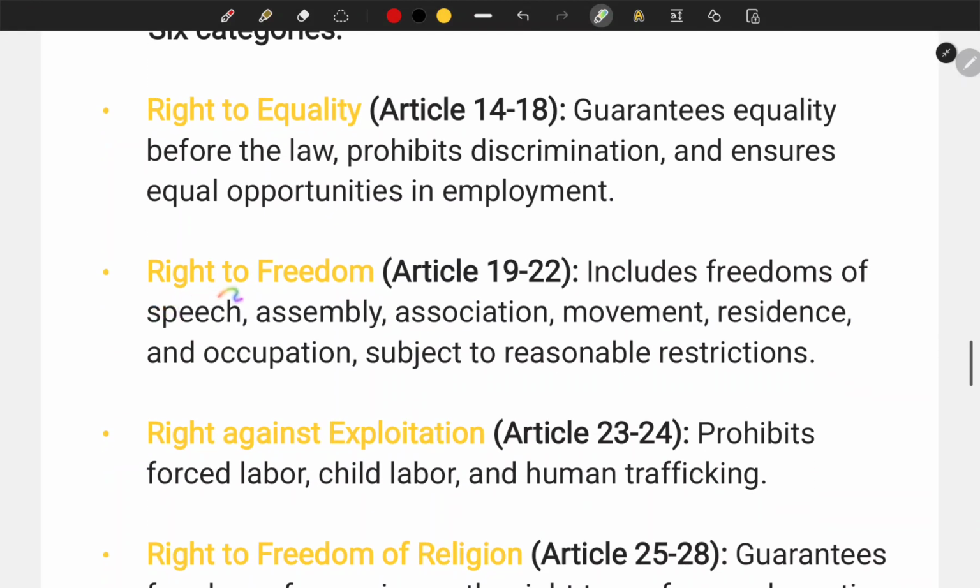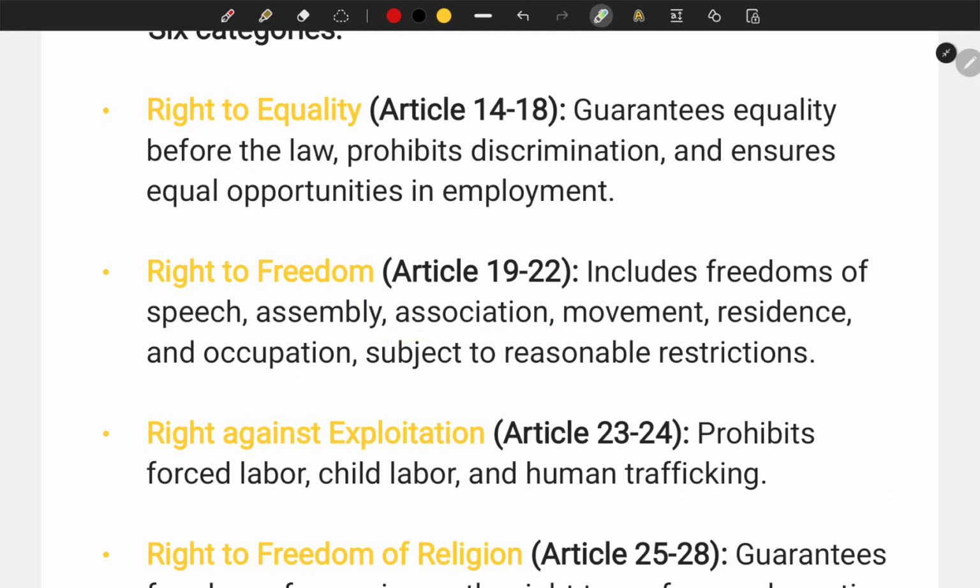Then there is right to freedom, starting from article 19 going up to article 22. Includes freedom of speech, assembly, association, movement, residence and occupation. Alright, so you have the freedom to speech. You are free to speak your mind even in public. Freedom to assembly. You can assemble together and discuss and talk and have conversations and perform certain activities. So you have the right to assemble.